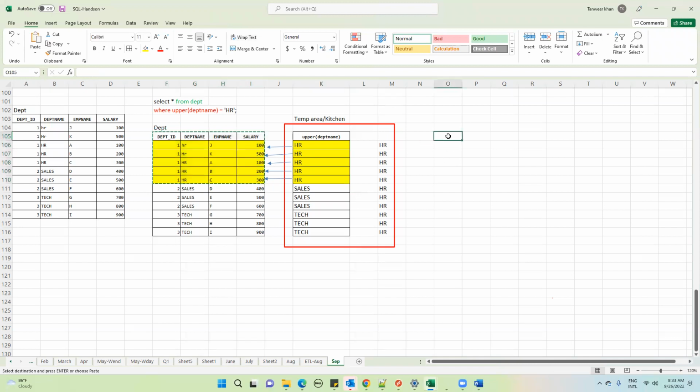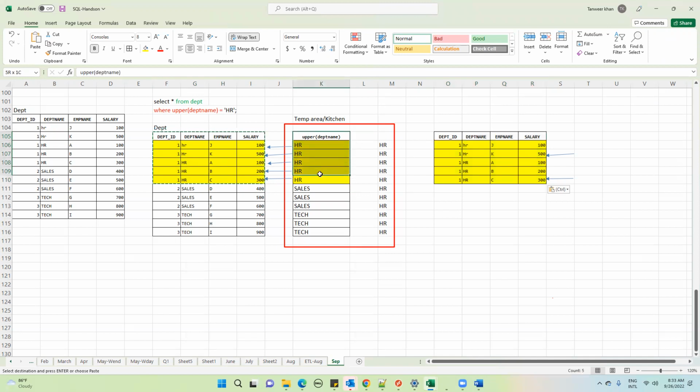From here, main and table. I'm showing it here, right? I'm not copying from here. That is why, as it is, we have copied, and it is in lowercase HR and mixed case HR. Hope it is clear now.